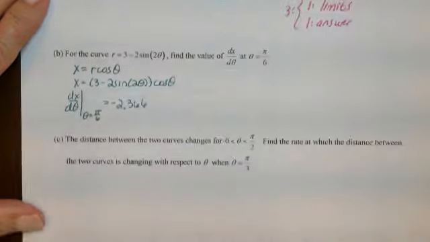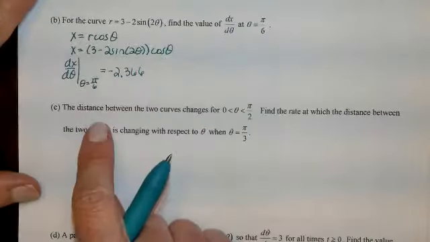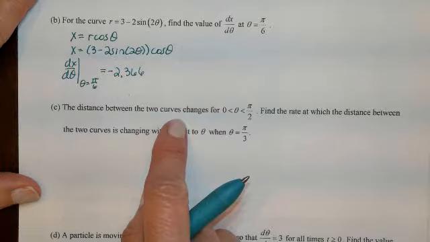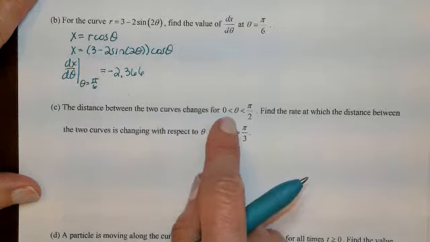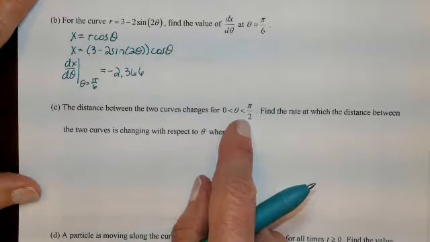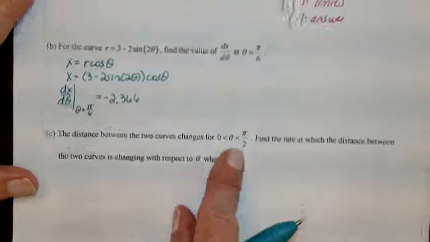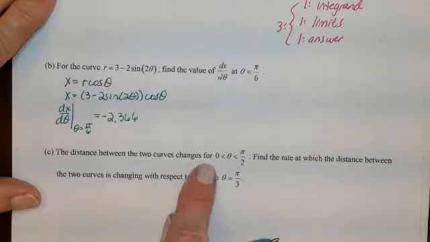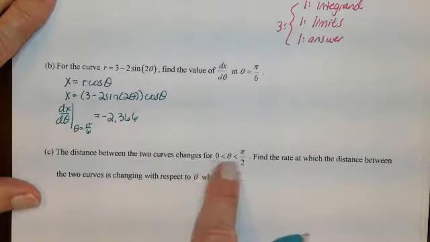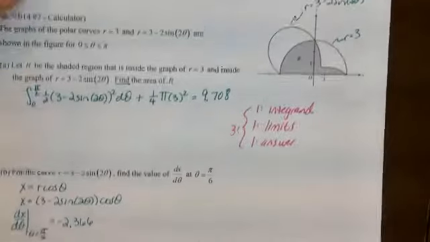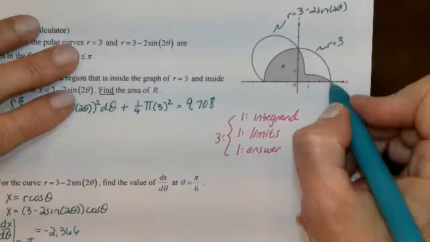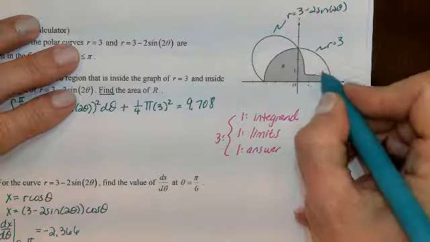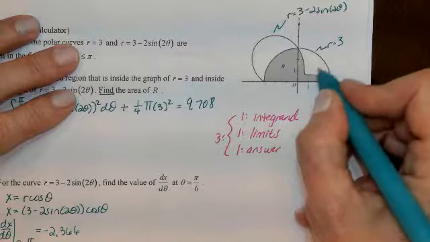Okay? Part C. The distance between the two curves changes for theta between 0 and pi over 2. Let's take a look at what they're talking about. The distance between the two curves from theta is 0 to theta is pi over 2. So up here at our picture, from 0 to pi over 2, yes, there is a distance between the two curves, right?